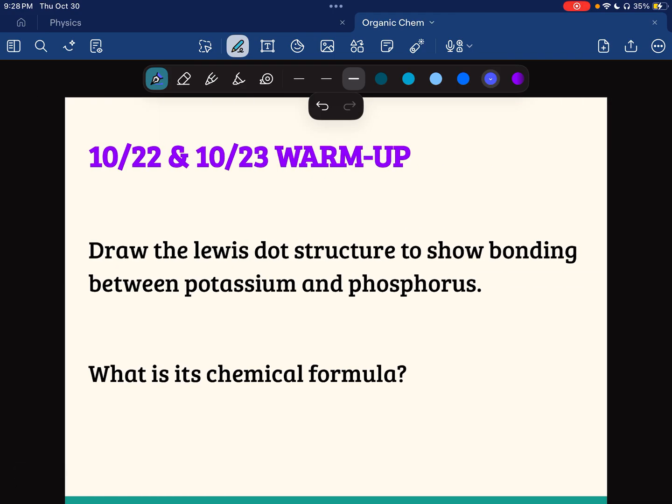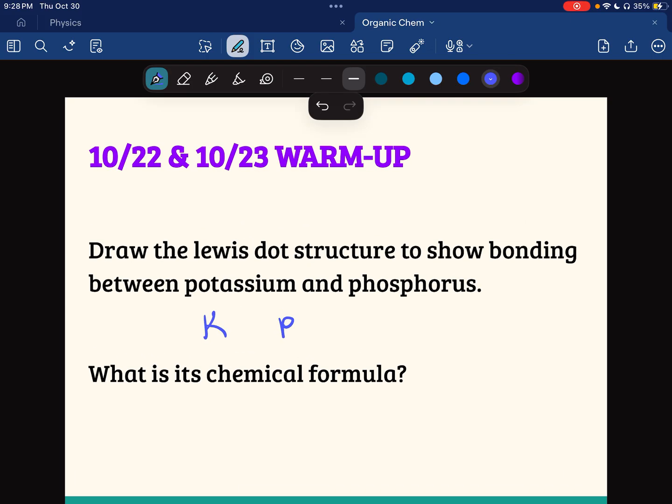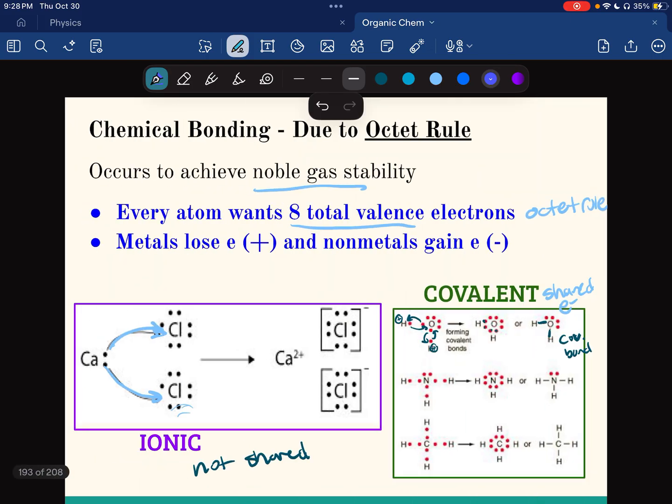Here's another warm-up. I don't know if you want me to do all these, so you can just fast forward if it's things you already know. Let's see. So potassium is K, and then phosphorus is P. And I'm going to do some counting here. I really should have a periodic table with me.